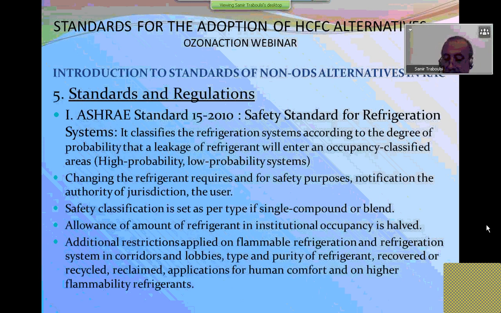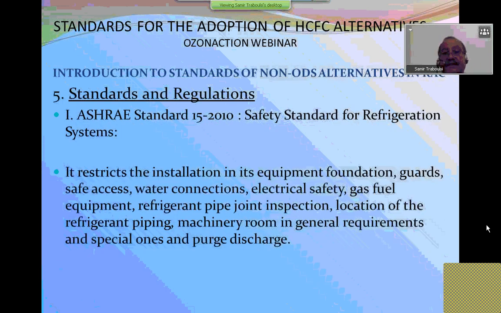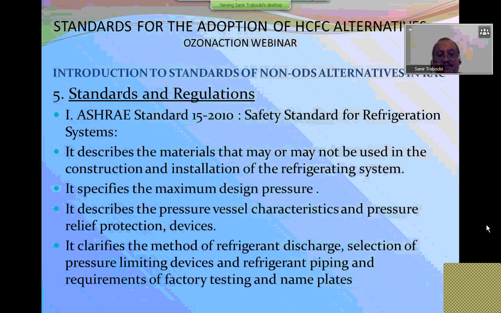And the other standard is also the same standard. It will restrict the installation in a certain area. It will tell you what sort of technical requirement is needed for access or inspection, or type of piping, and machinery plant room location. It describes also the various components, the maximum design pressure, pressure vessel, and various components of the refrigeration that you intend to use as the standard.